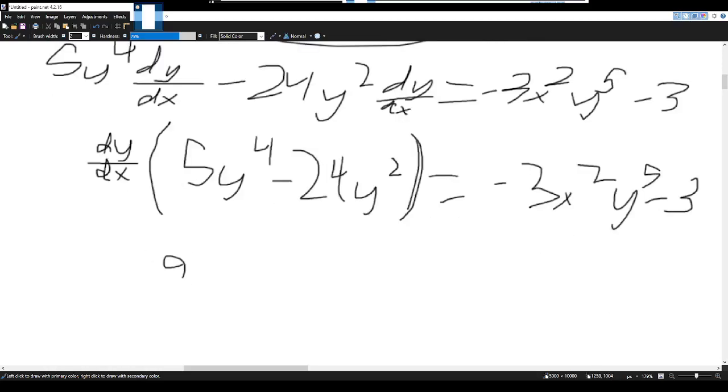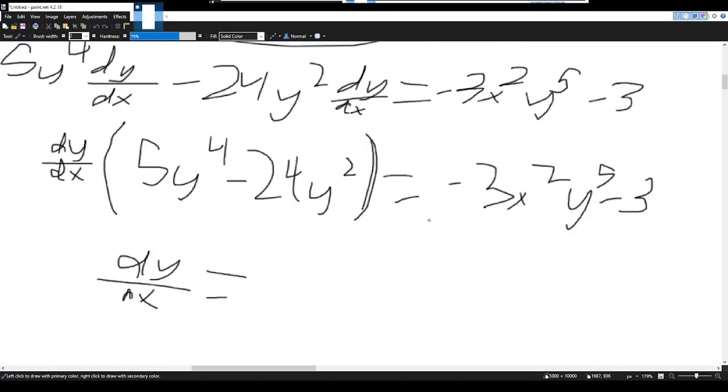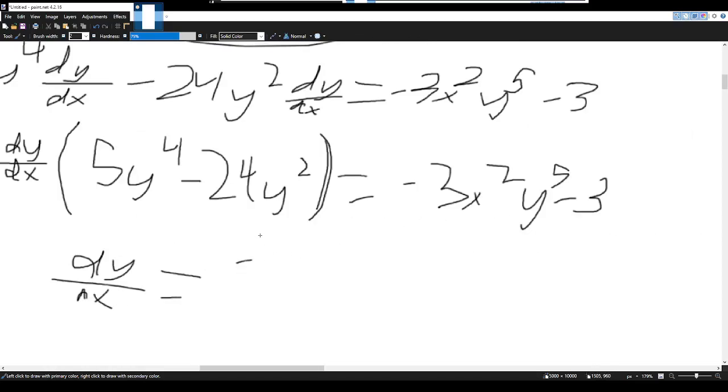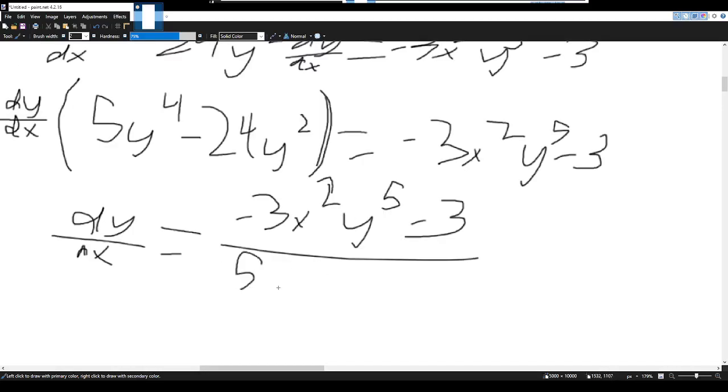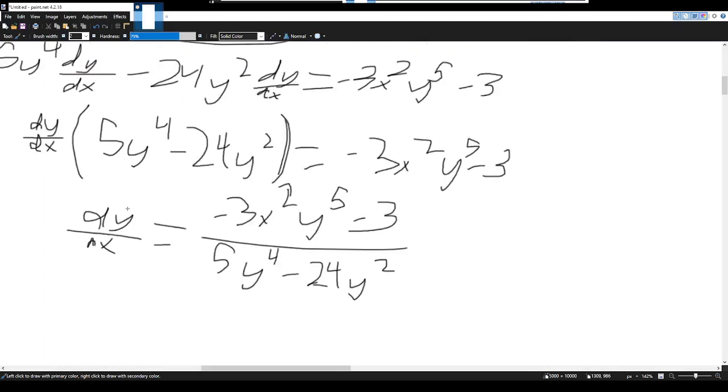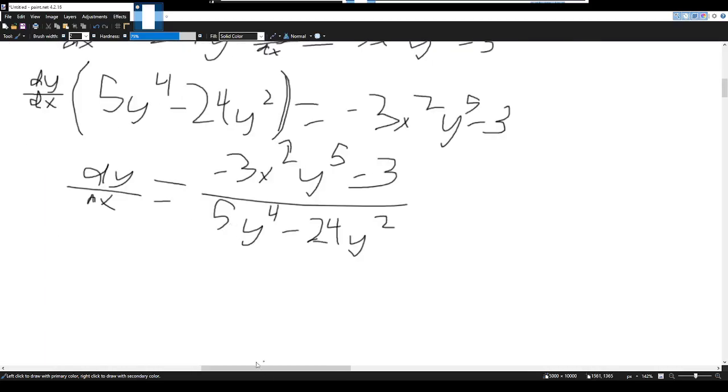Then what we do is we just simply say dy/dx equals this part, the part that's already on the right side, which was, remember, every term that did not have some sort of dy/dx in it. And then you are dividing by the left side, so minus 24y squared. And this is our derivative, which, it doesn't look great.